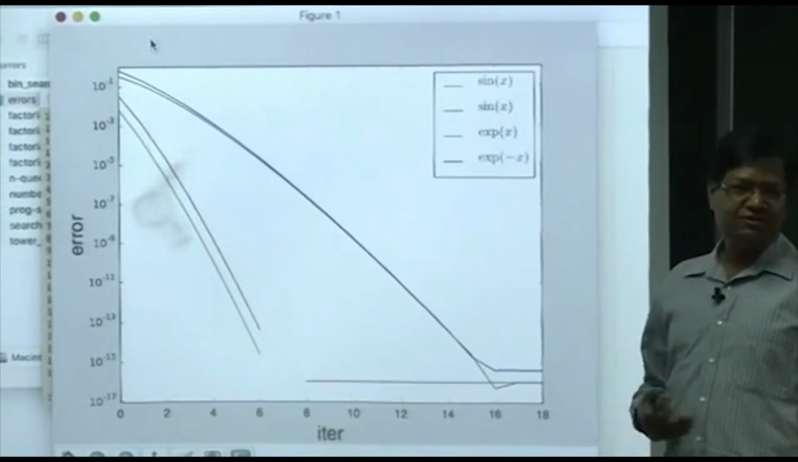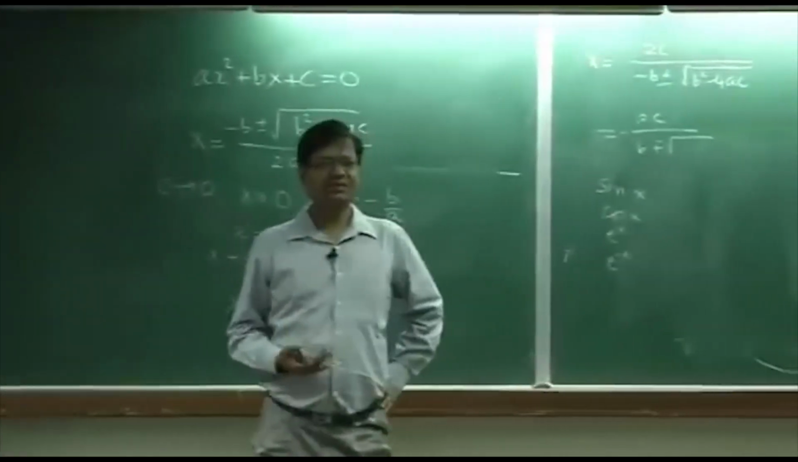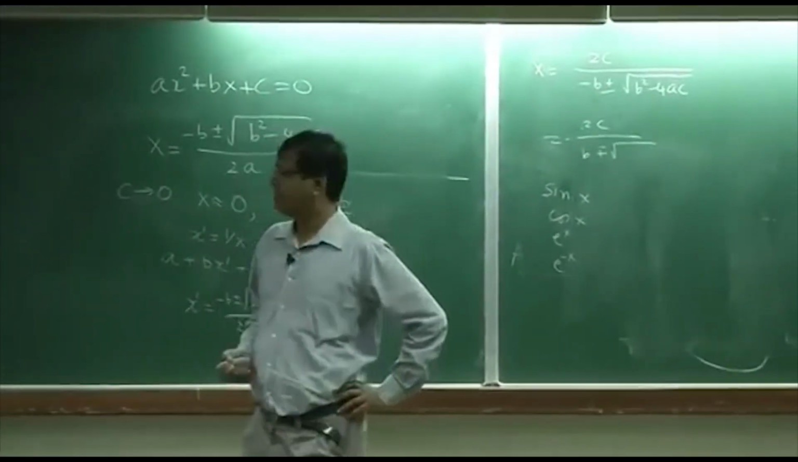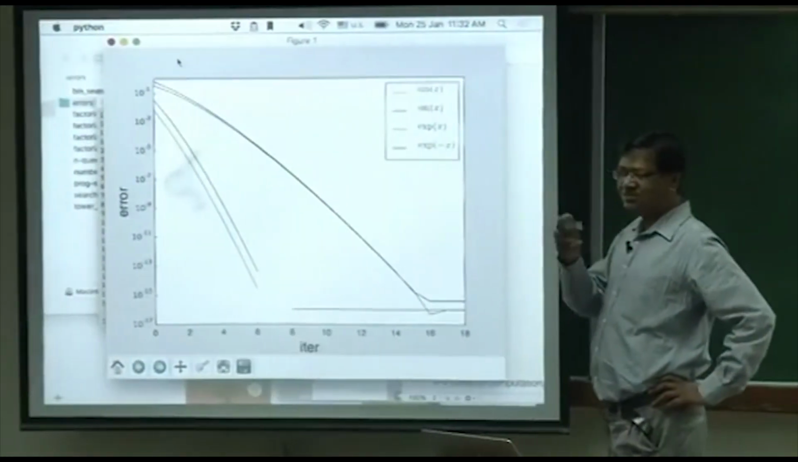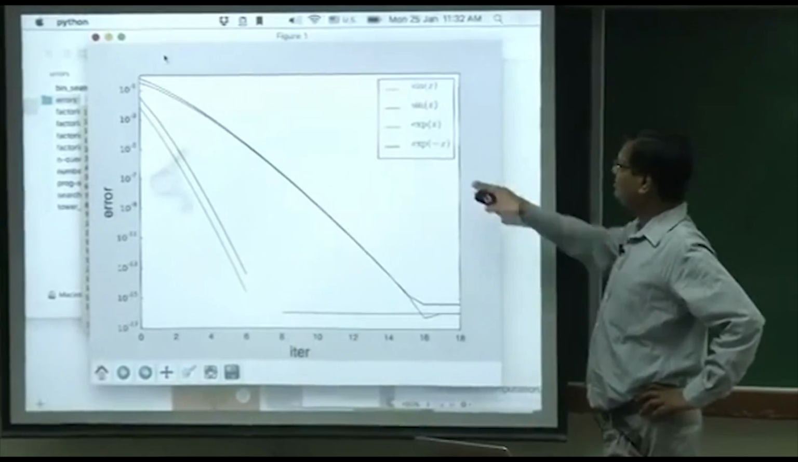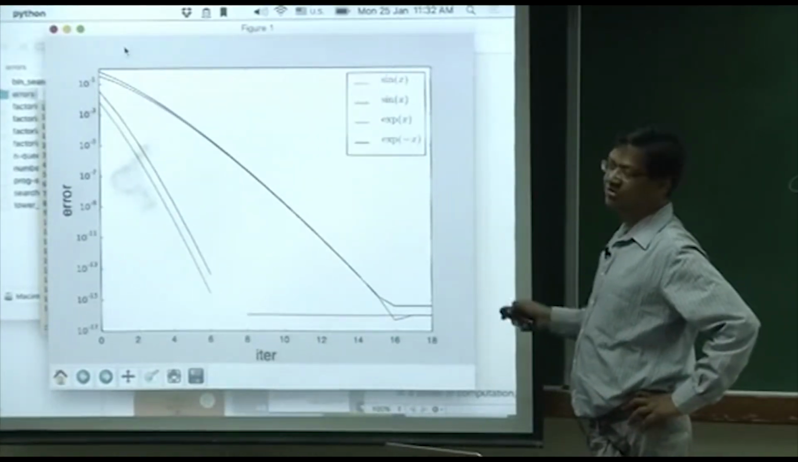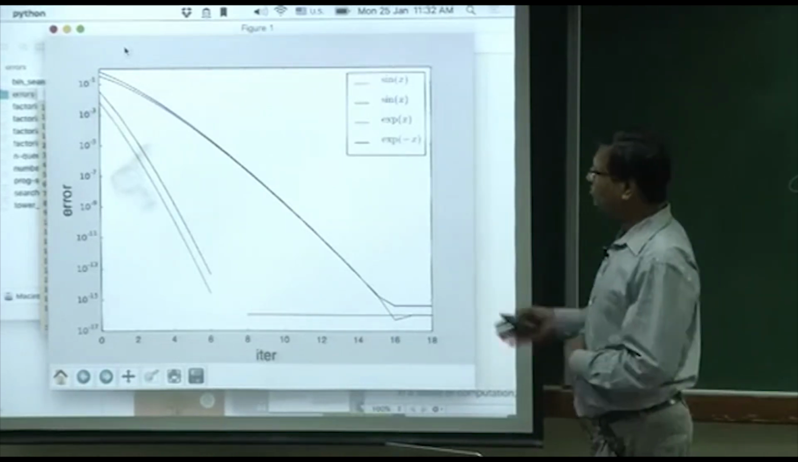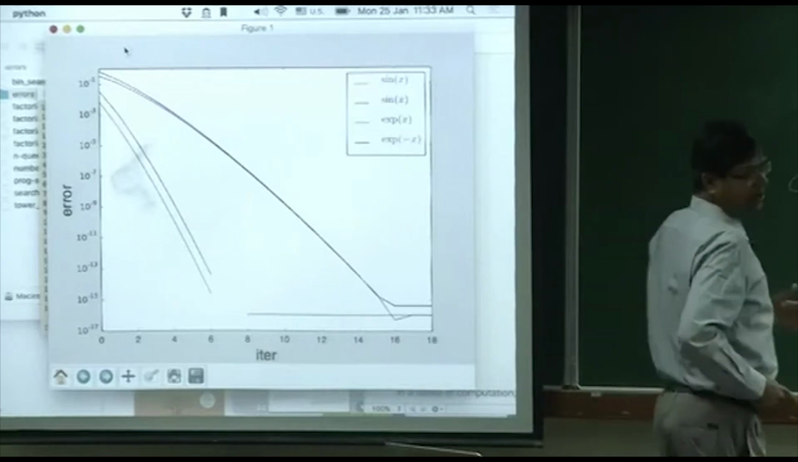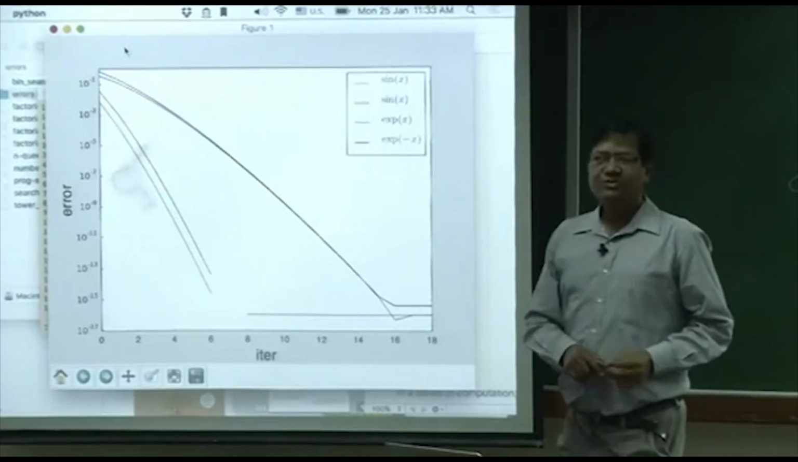Among the computation of functions, exponential happens to be a very expensive operation, and even for exponential minus x, you might expect that because of the sign change, plus minus, this should converge quickly, but it does not. It is slow. So, this is how we compute this error because of approximation. When I had this long infinite series, I truncated it and I get error.